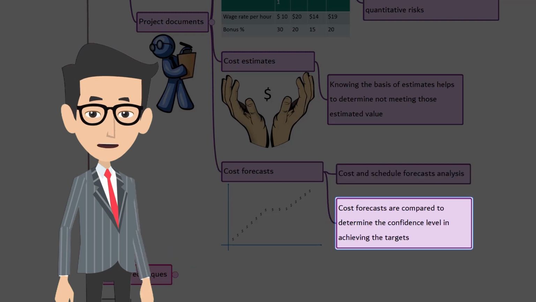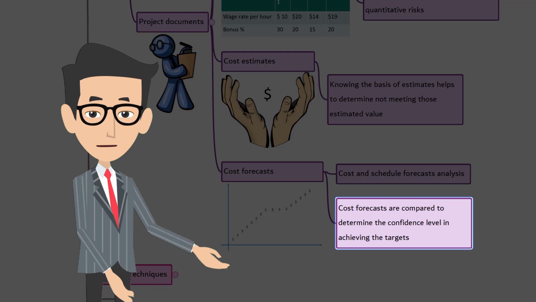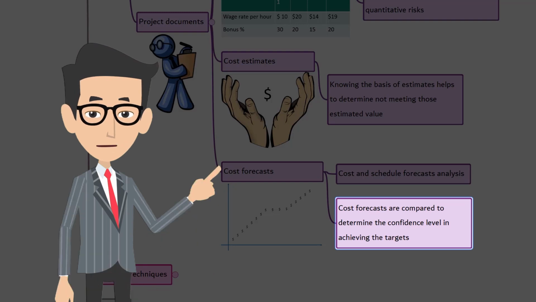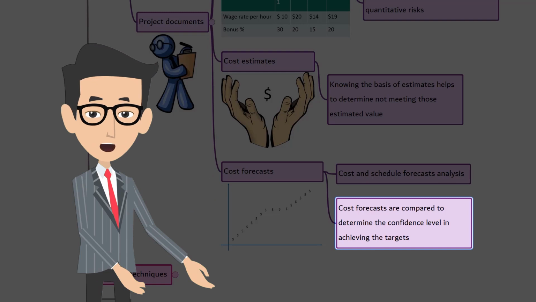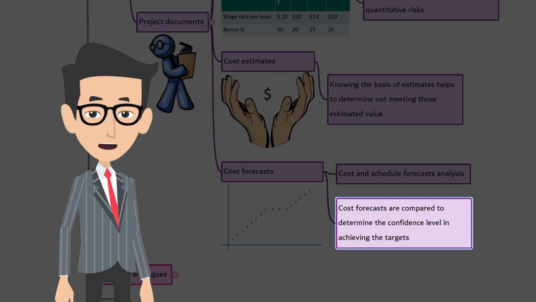There are many forecasts done in projects such as estimate to complete, estimate at completion, budget at completion, and to complete performance index. These values may be compared to the result of quantitative cost risk analysis to determine the confidence level in achieving the targets. So, you need them as inputs.